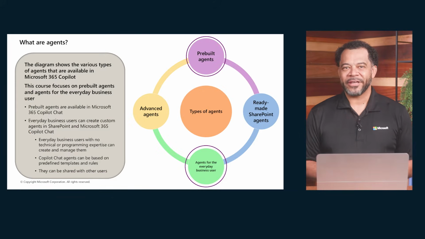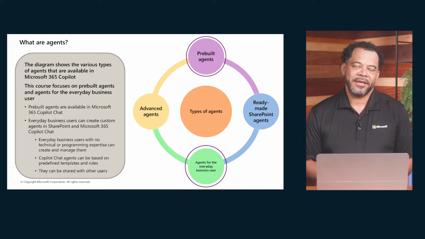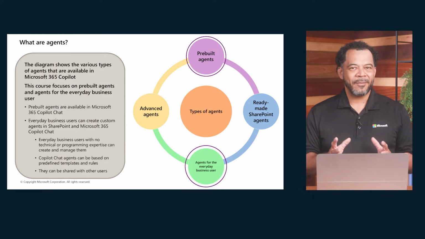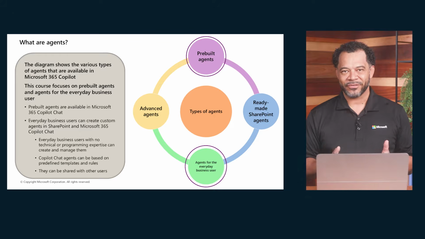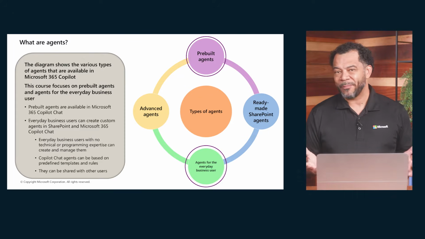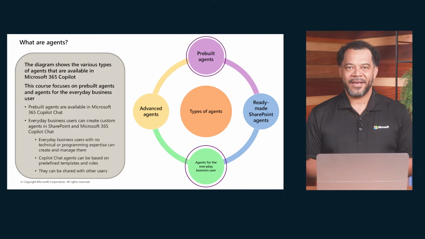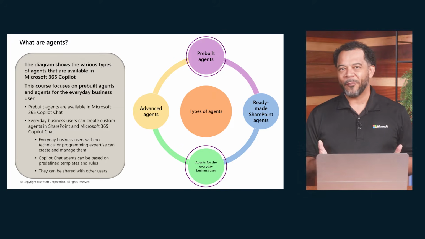So let's take a closer look at what agents actually are and how they fit into the Microsoft 365 Copilot ecosystem. When we talk about agents in this context, we're referring to AI-powered assistants that are designed to help users, especially those without technical backgrounds, accomplish everyday tasks more efficiently. These agents come in different forms, and Microsoft has made them incredibly accessible. Whether you're using Copilot Chat or SharePoint, there's an agent that can support your workflow.